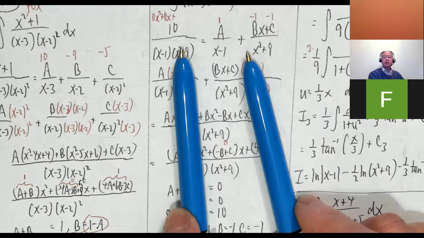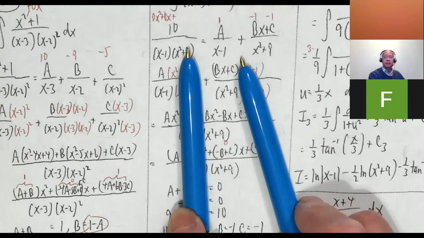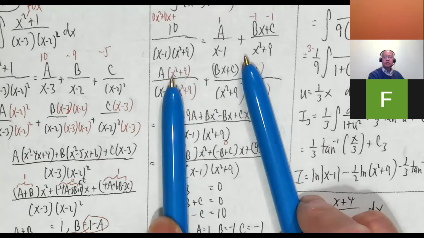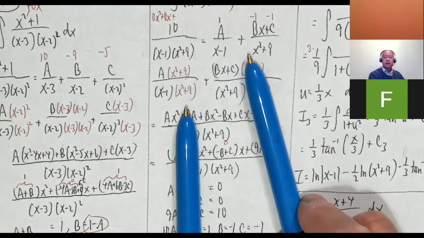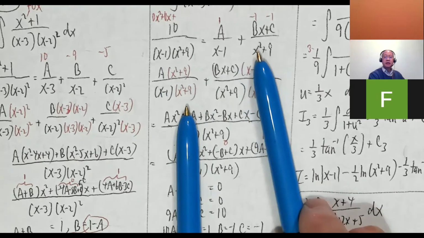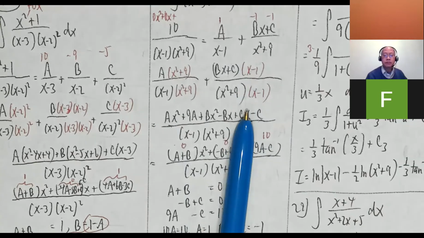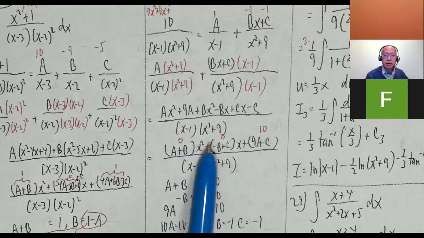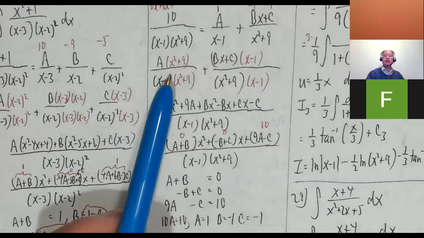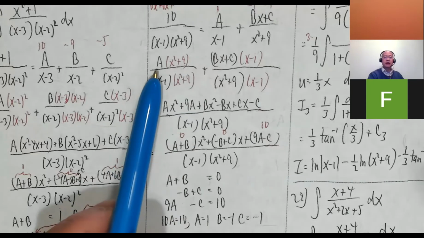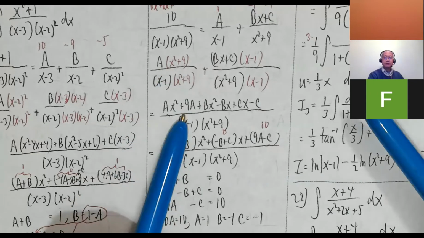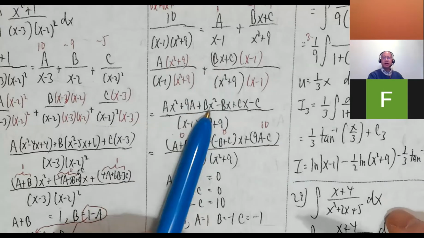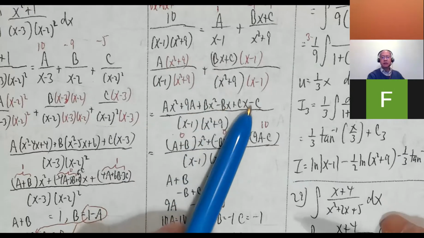So what do I need to get a common denominator, right? What does this left-hand side need? x squared plus 9. And what does this right-hand side need? x minus 1. We know the way it works. So I have my common denominator. And this time I think it's too confusing to try to do it in your heads, so we'll just multiply it out. Ax squared plus 9a. This one, just FOIL it out. Bx squared minus bx plus cx minus c.